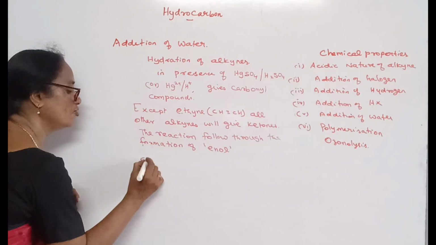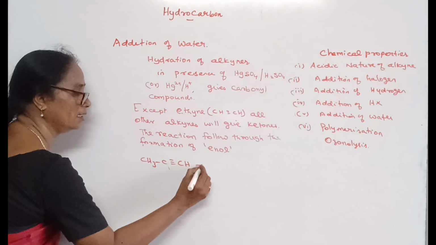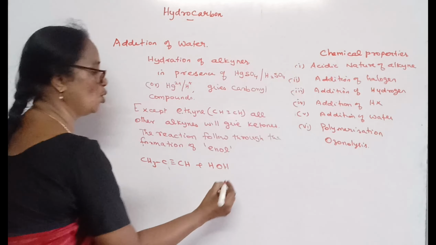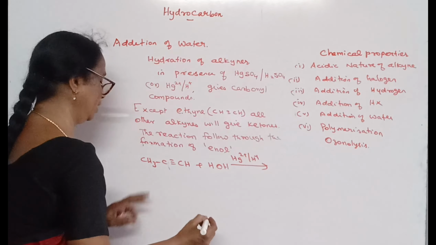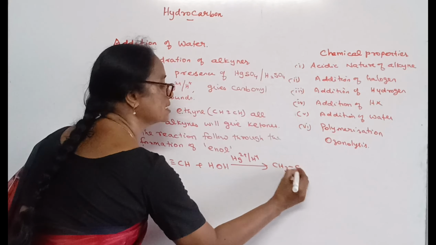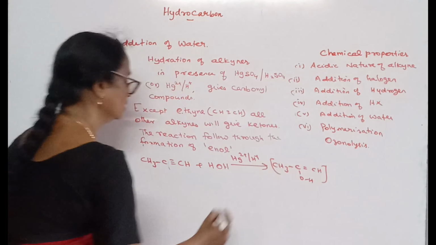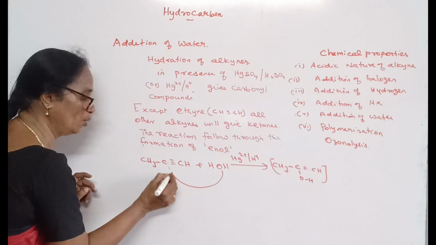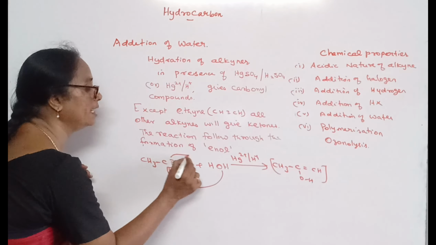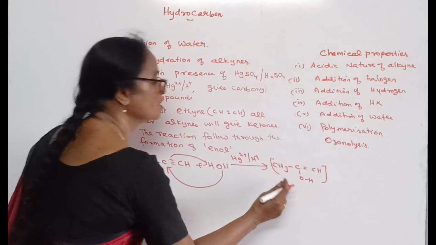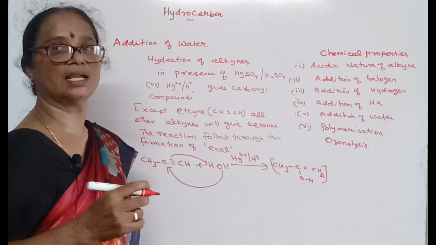Let us take addition of water to propyne, an unsymmetrical alkyne. Let us take water as HOH in the presence of Hg2+ in acid medium, which gives the enolic structure of C(OH) double bond CH. This is because the OH is the negative group that will go to the carbon with more alkyl substituents, and the hydrogen goes to the CH carbon. So we are getting CH3 C(OH) double bond CH2.